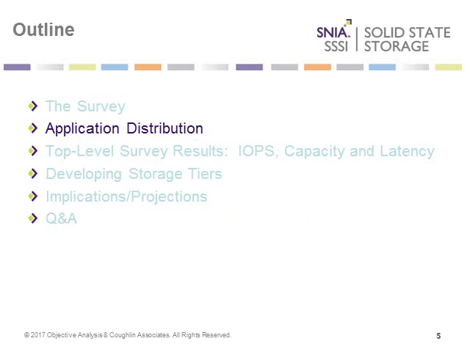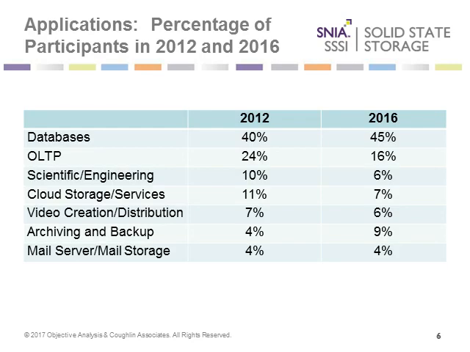So let's talk first about the application distribution, and we'll go to the next slide here, which shows the percentage of participants with different primary applications that these IT professionals said they were involved in a data center. Results from 2012 as well as the 2016 reports are here. You can see the databases predominated in both cases, about in the neighborhood of 40–45%.